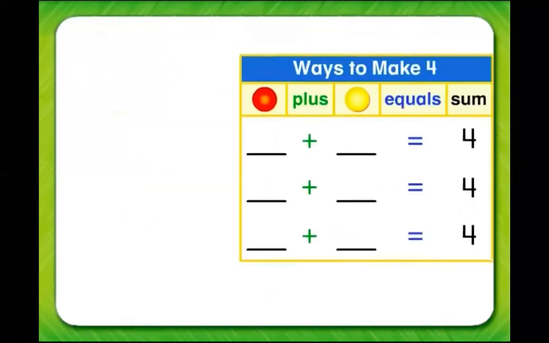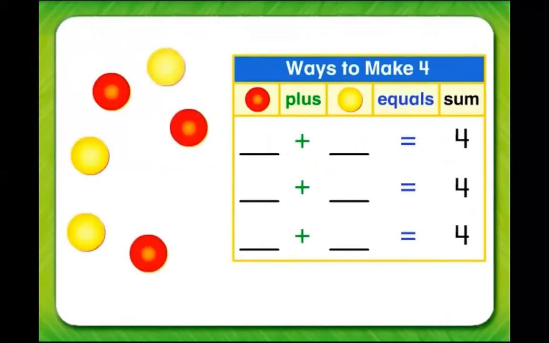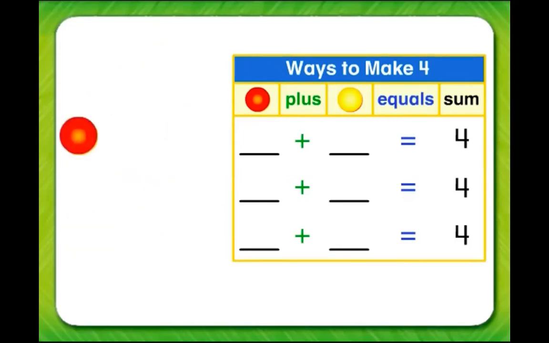Let's find 3 more ways to make 4. We can use workmat 1 and some red and yellow counters. We will put the red and yellow counters in 2 groups to make 4. We can add 1 red counter and 3 yellow counters to make 4. 1 plus 3 equals 4.